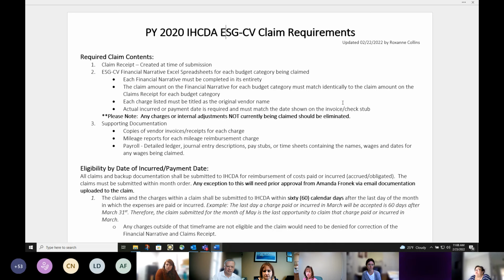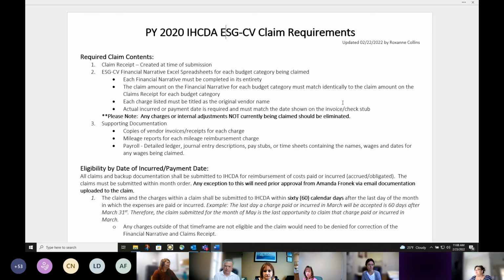Each financial narrative must be completed in its entirety. It needs to have the month that the claim is for. We need to be able to see what organization, your award number, that should be listed on there. The claim amount on the financial narrative for each budget category must match identically to the claim amount on the claims receipt for each budget category.